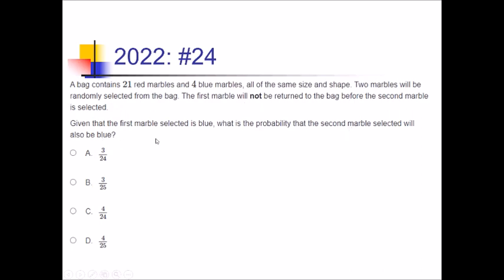So we're asking for a single probability, but we're asking for the probability of blue given that blue has already happened and not been replaced. So let me just look first at my first probability, the probability of drawing that first blue marble. There were overall 21 plus 4 marbles in the bag, so that was the denominator on that probability, and it looks like 4 of those were blue.